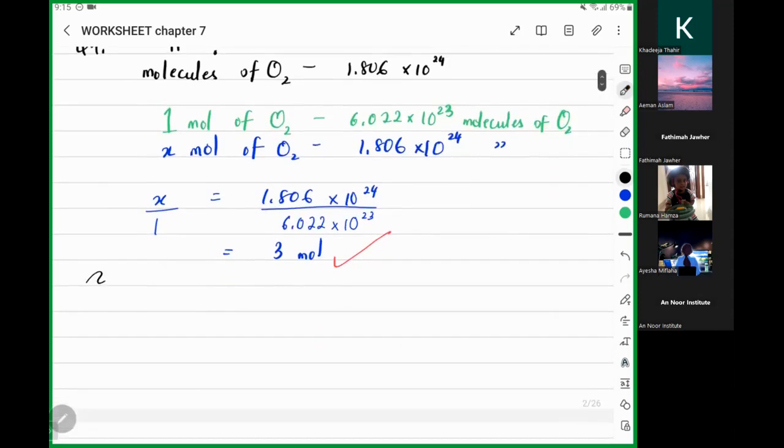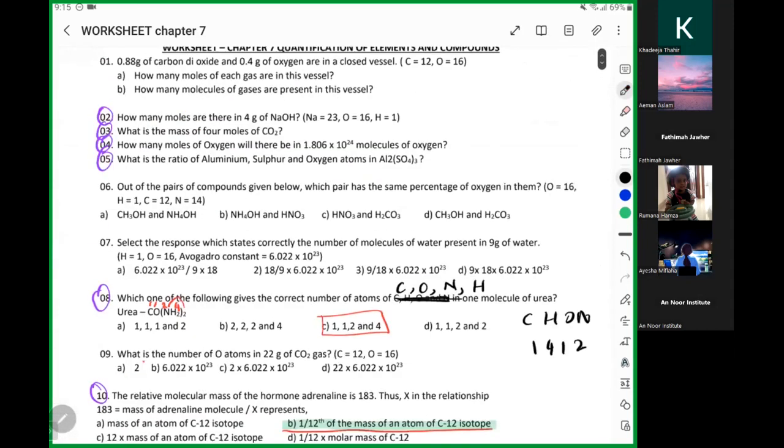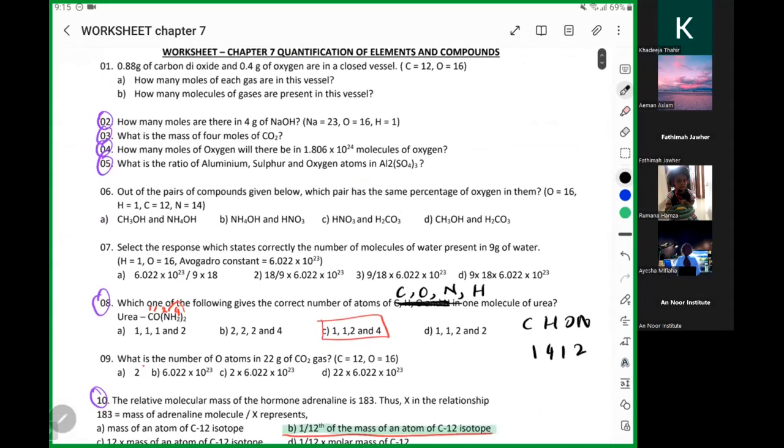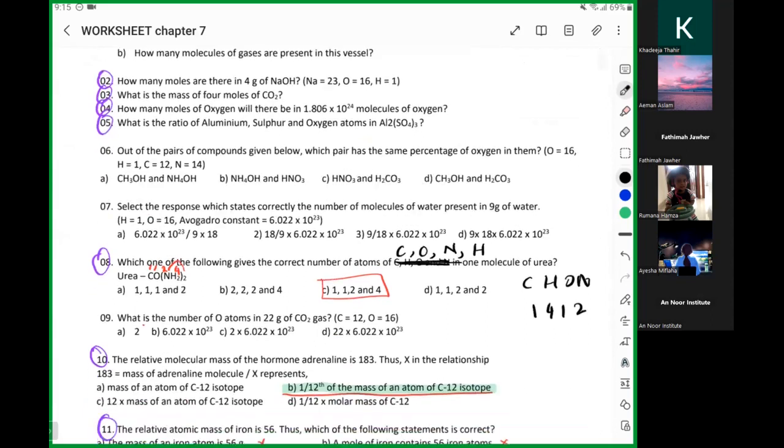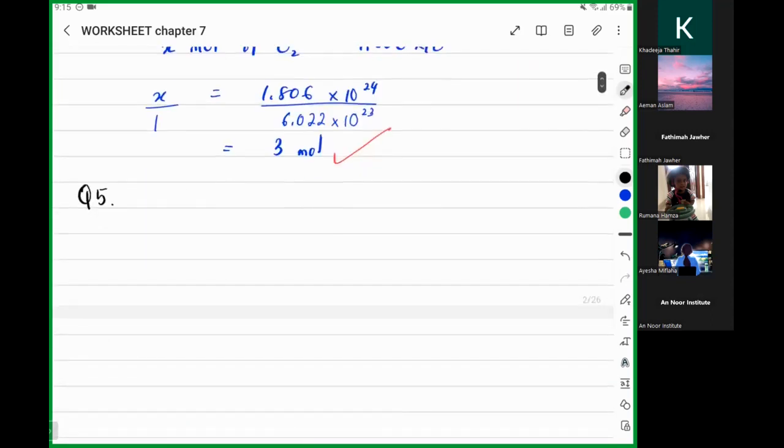Then question 5. I told you to do 5 as well, no? What's the ratio of aluminium, sulfur, and oxygen atoms in Al2(SO4)3? So it's written in the wrong way. The 2 should be a subscript, then SO4 thrice. So the question is, what is the ratio of aluminium to sulfur to oxygen?